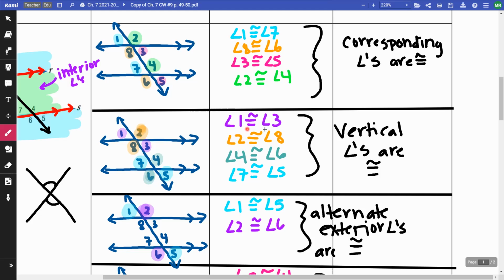So I said angle 1 is congruent to angle 3. Angle 2 is congruent to angle 8. Angle 4 is congruent to angle 6. And angle 7 is congruent to angle 5 because vertical angles are congruent.